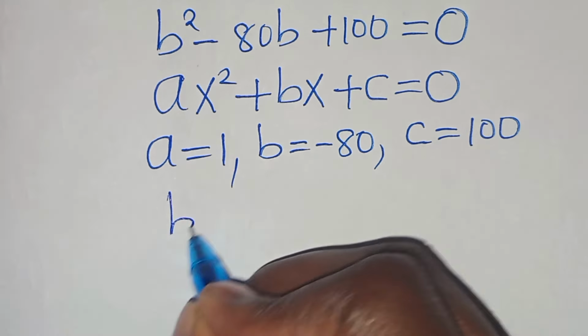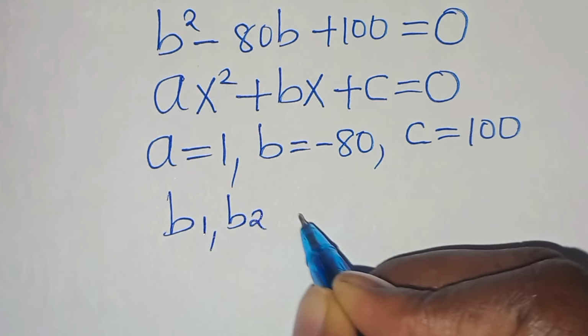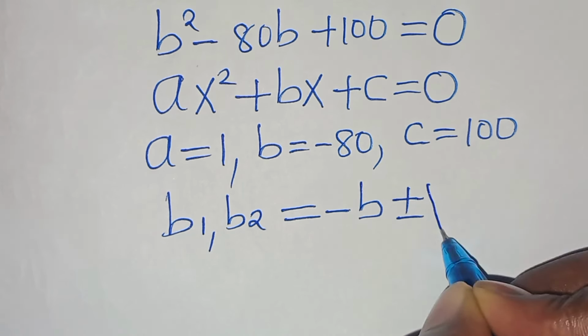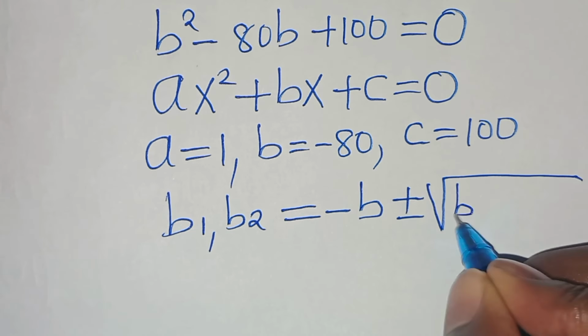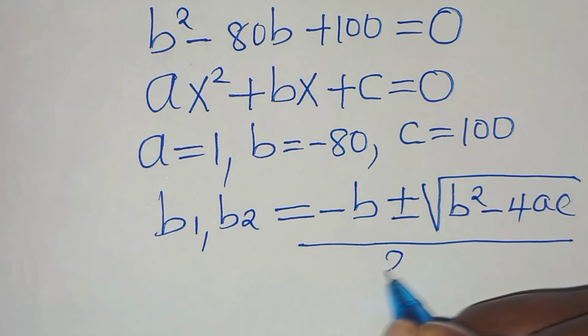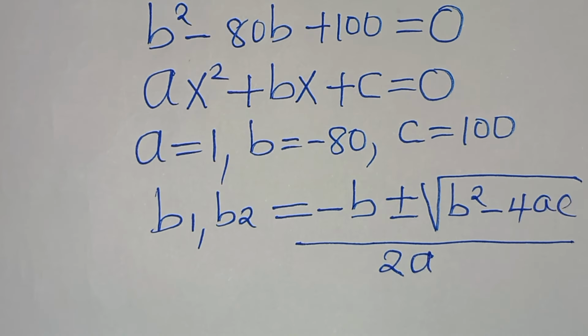So we can solve for b1, b2 by applying the quadratic formula here, which is minus b plus or minus the square root of b squared minus 4ac, everything here divided by 2 times a.